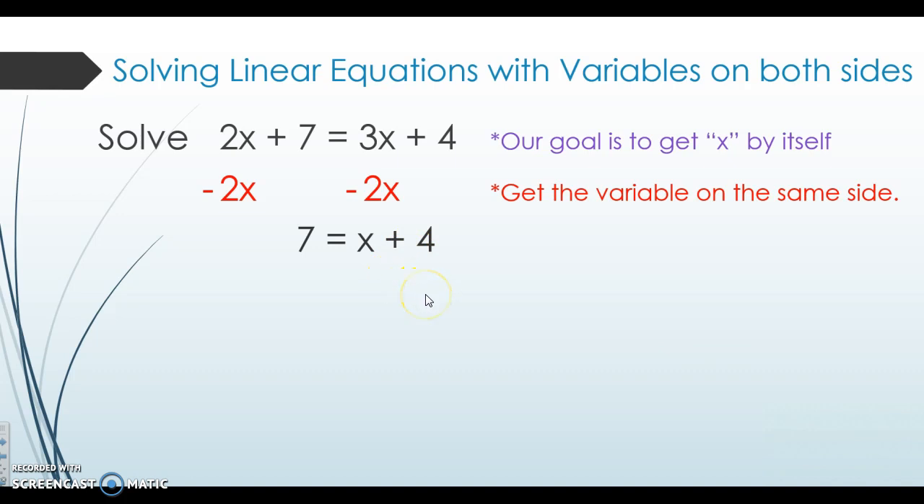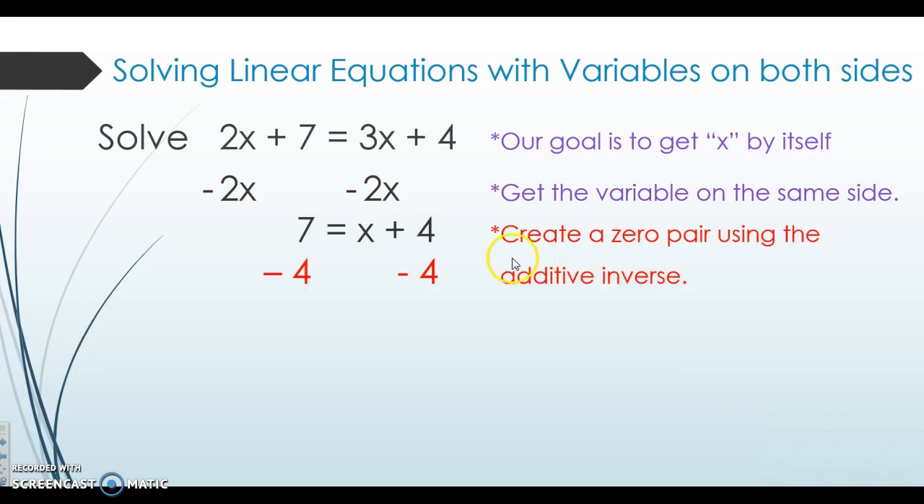Now our last step to get x by itself is to create another zero pair with our constant of a positive 4 or a plus 4. To do that, we'll use the additive inverse, and we will subtract 4 from both sides. 4 minus 4 gives us a 0 or a zero pair. Then a 7 minus 4 will give us a 3. So 3 will be equal to x.